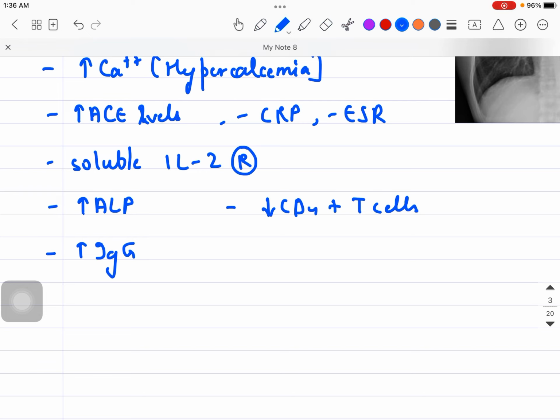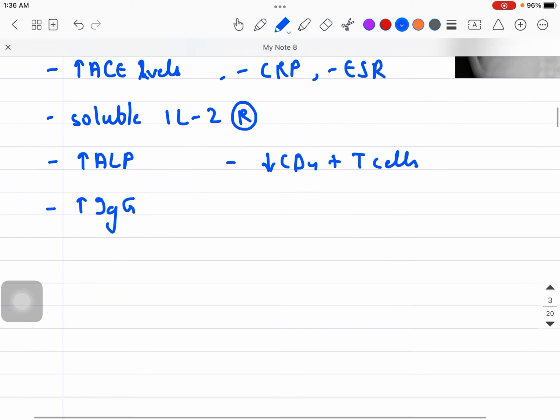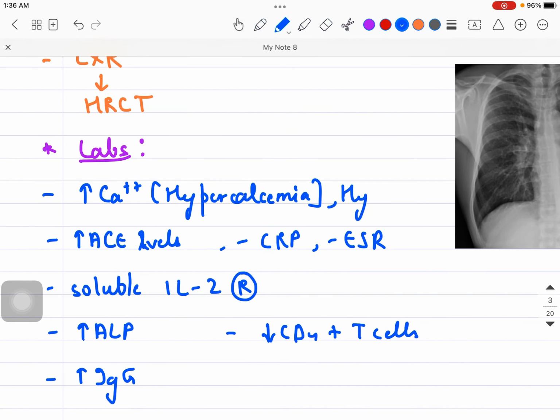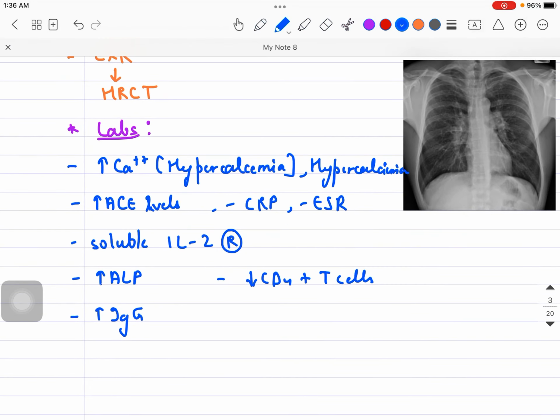So these are some of the aspects which you can see in the patients. Hypercalcemia, along with that hypercalciuria also, let me write it over here as well. Hypercalciuria can be seen in the patients, right? So these are some of the tests.